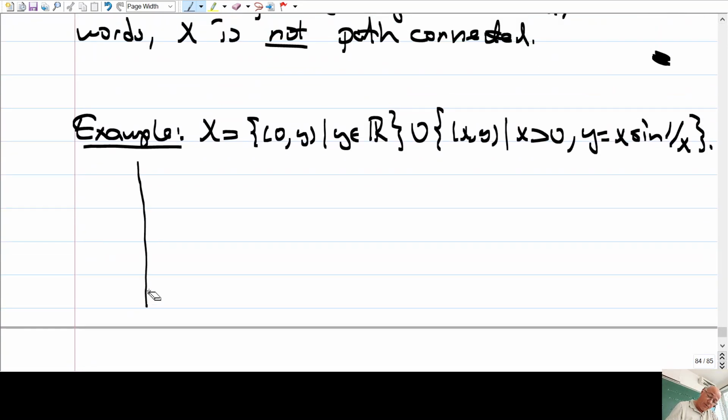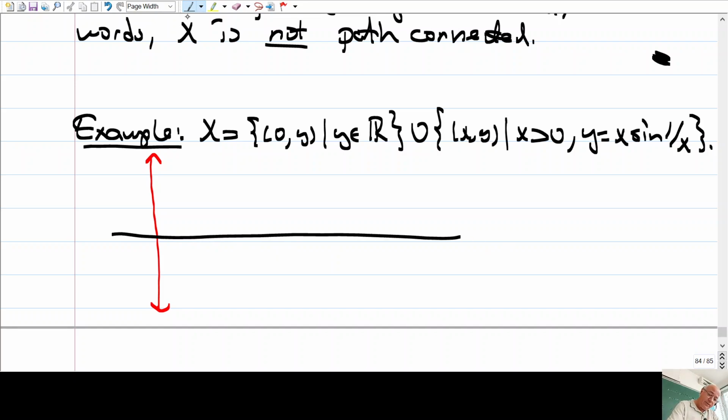I have the y-axis as usual. This is this piece, and this is the x-axis. There's another component of the space X. It is this one. You see, this is like the previous one, but since I have this extra x term here, the amplitude gets smaller and smaller. So actually I can draw it like this. This is y equals minus x. This is y equals x. And my sine curve is this one.